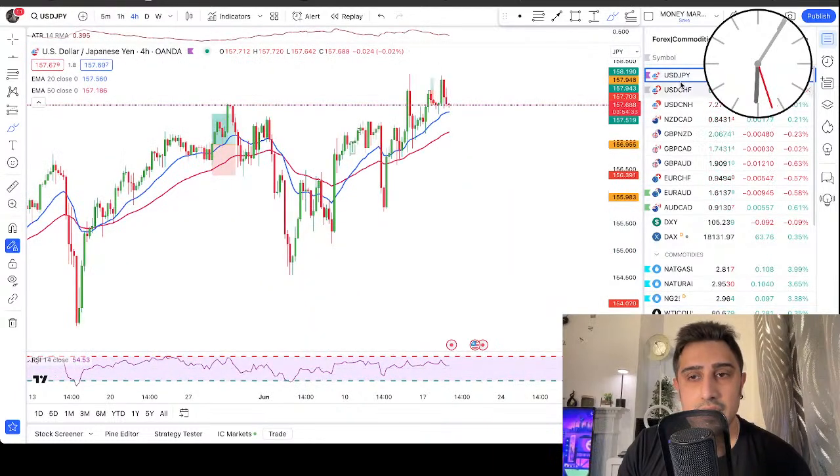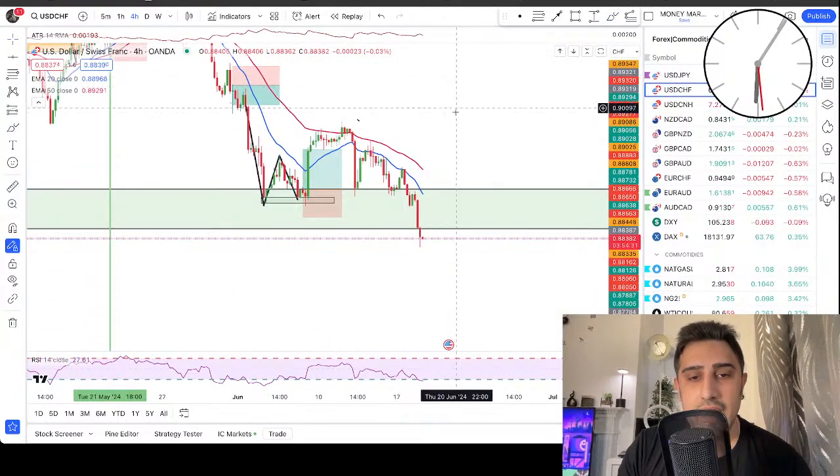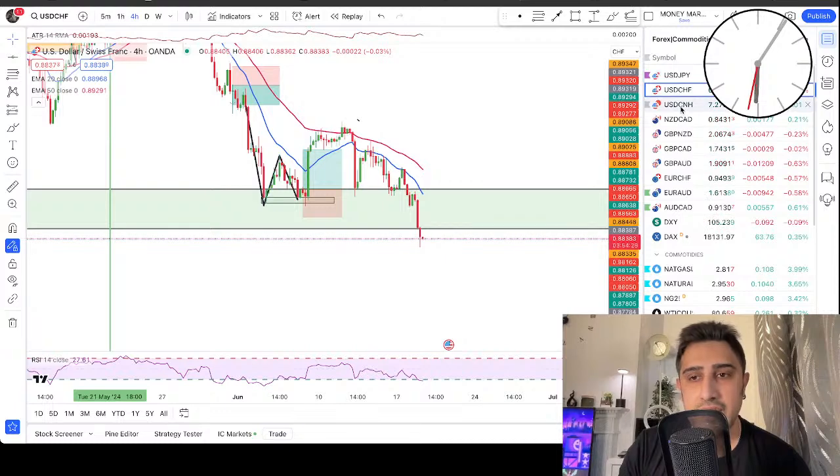So looks like USDCHF has broken below now. So we're looking at the level below.